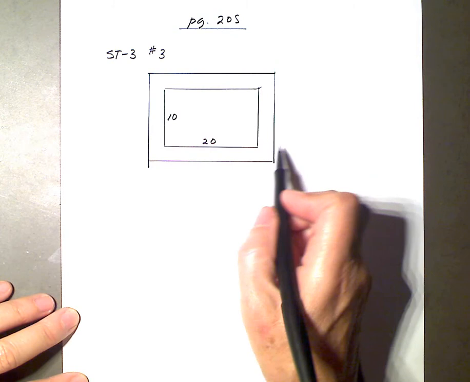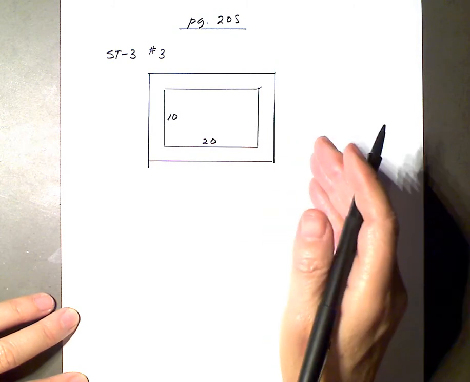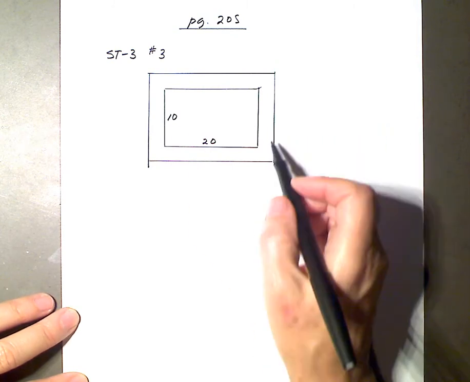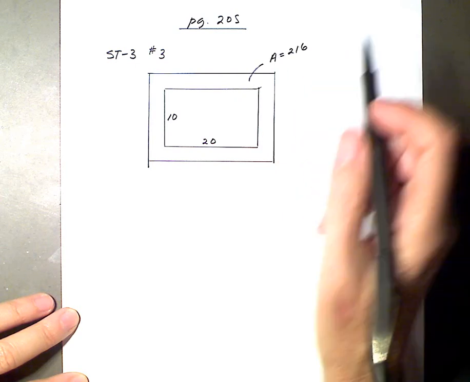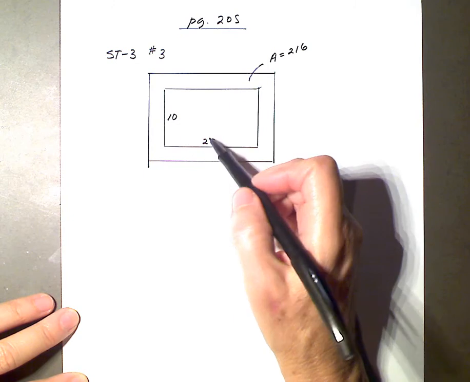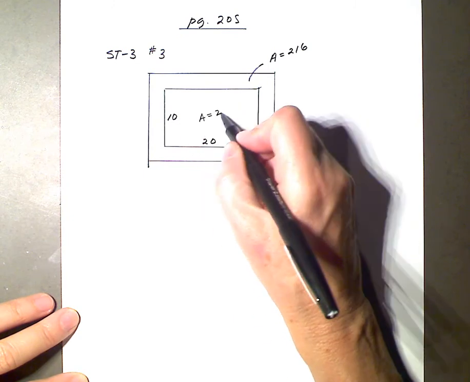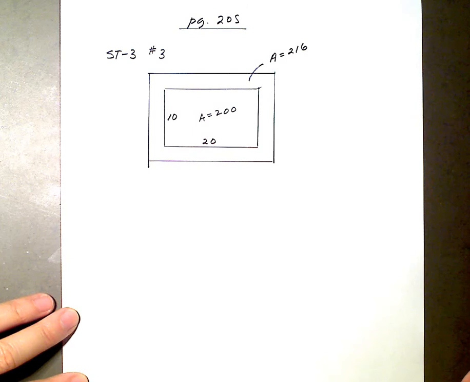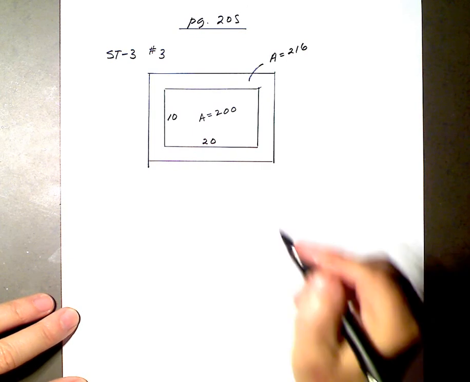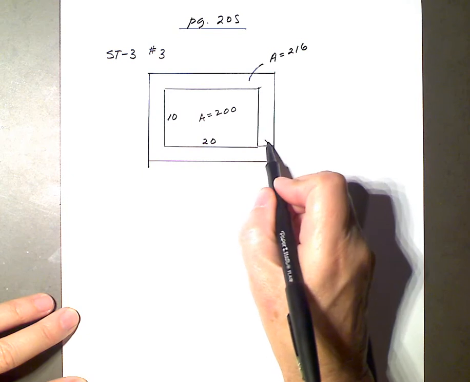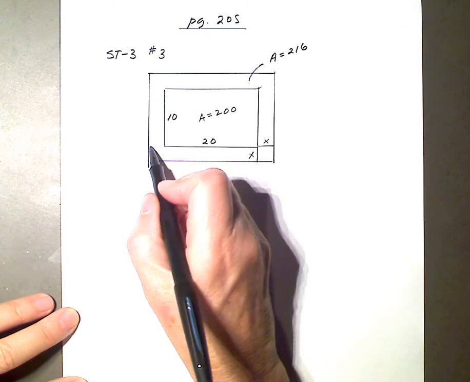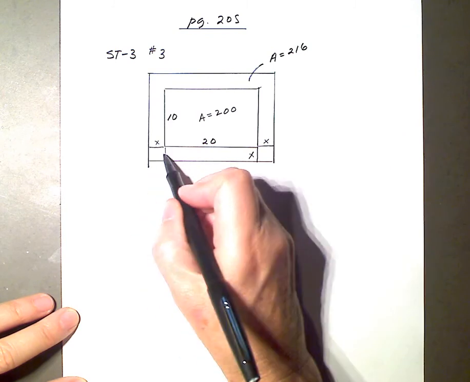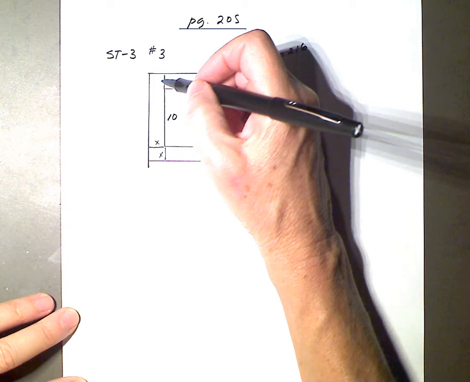We don't know, so that's our unknown. We do know that the area of this deck is 216. We also know that if the pool is 10 by 20, its area is 200. So what we want to do is use the information we have to find out the width of the deck. So let's make the width of this deck x. So it's x across here, x down here, x here, all over. It's just x wide.